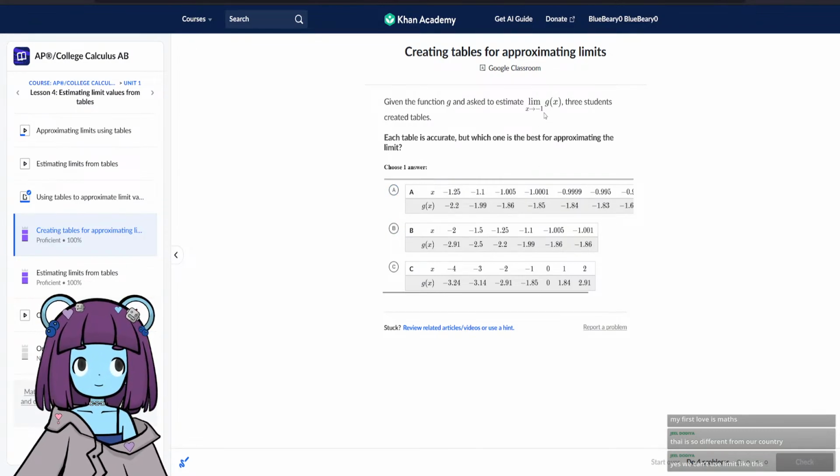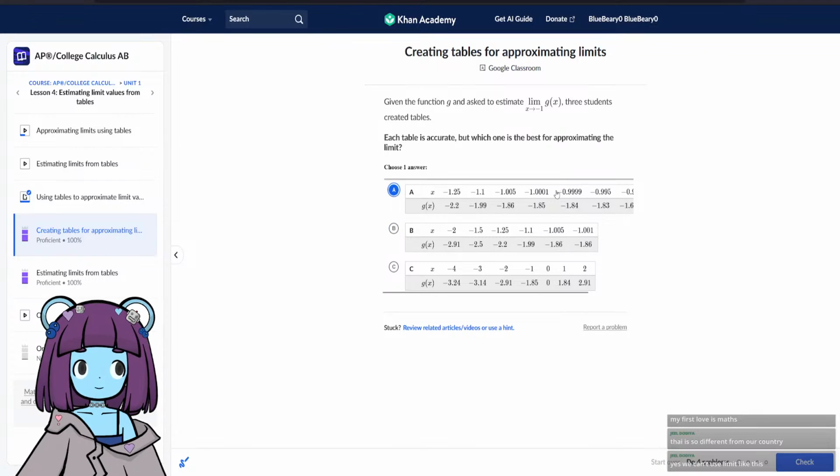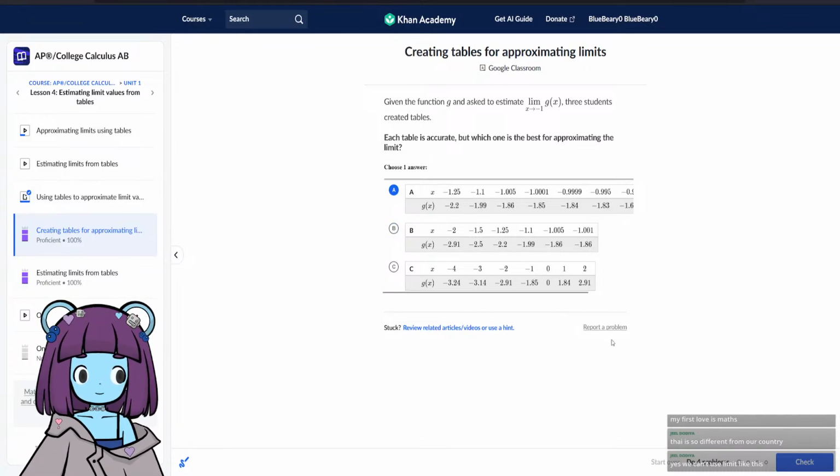So this approaches -1 from both sides. I feel like the increments of this one are better than these two, and this only approaches it from one side as well.